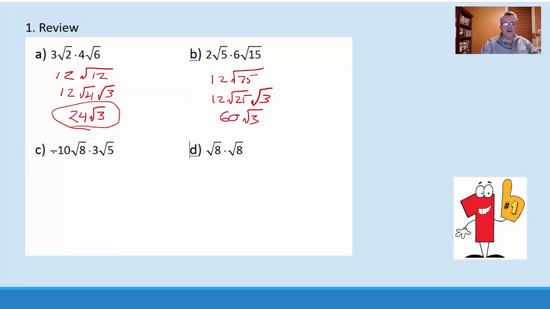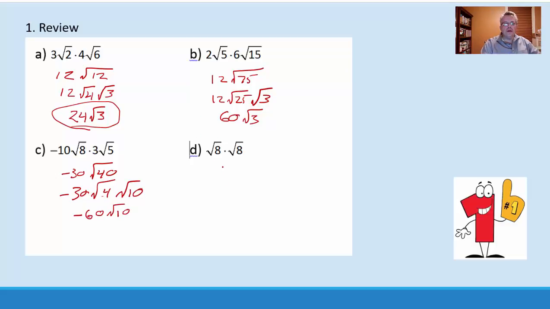Okay, it doesn't matter if some of the numbers in front are negatives. Negative 10 times 3 is negative 30. Square root of 8 times square root of 5 is square root of 40. All right, that can be broken up. That's square root of 4 times square root of 10. That's just 2, and 2 times negative 30 is negative 60 times square root of 10.